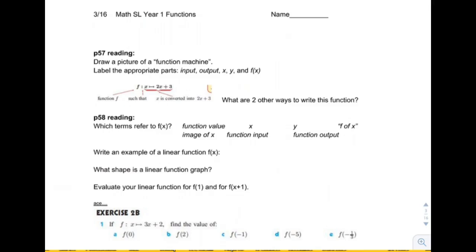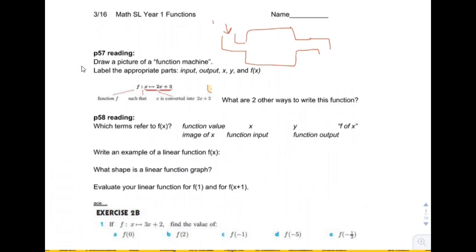Functions, page 3. So draw a picture of a function machine. If you look on page 57, there's a picture of a function machine. But basically, you've seen these before. They have them in your elementary books and in your 9th and 10th grade math books.